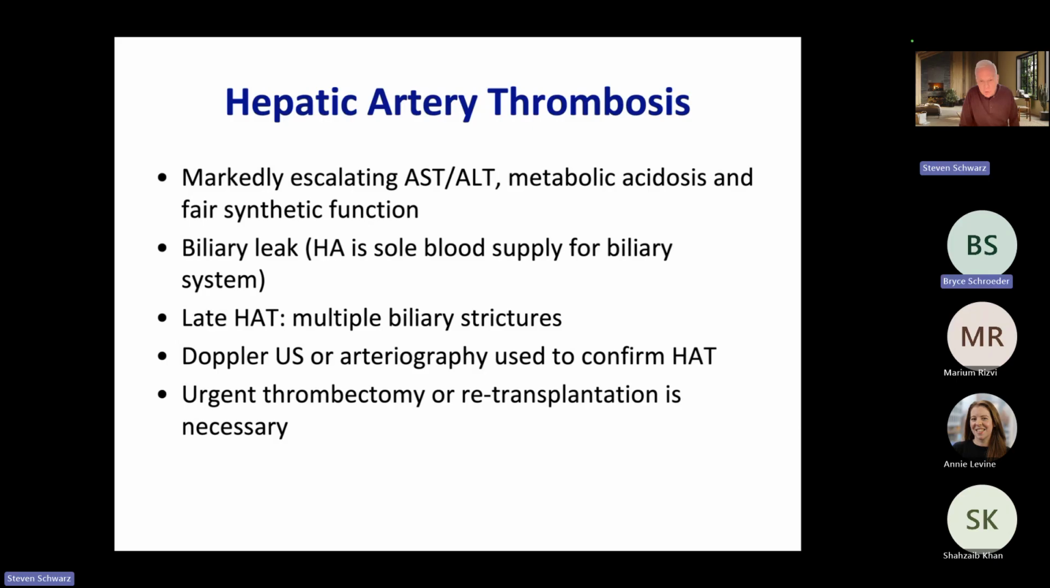One can use an ultrasound or arteriography to confirm hepatic artery thrombosis. For those patients who succumb to hepatic artery thrombosis, one can do a thrombectomy urgently, or in some cases, retransplantation may be required.